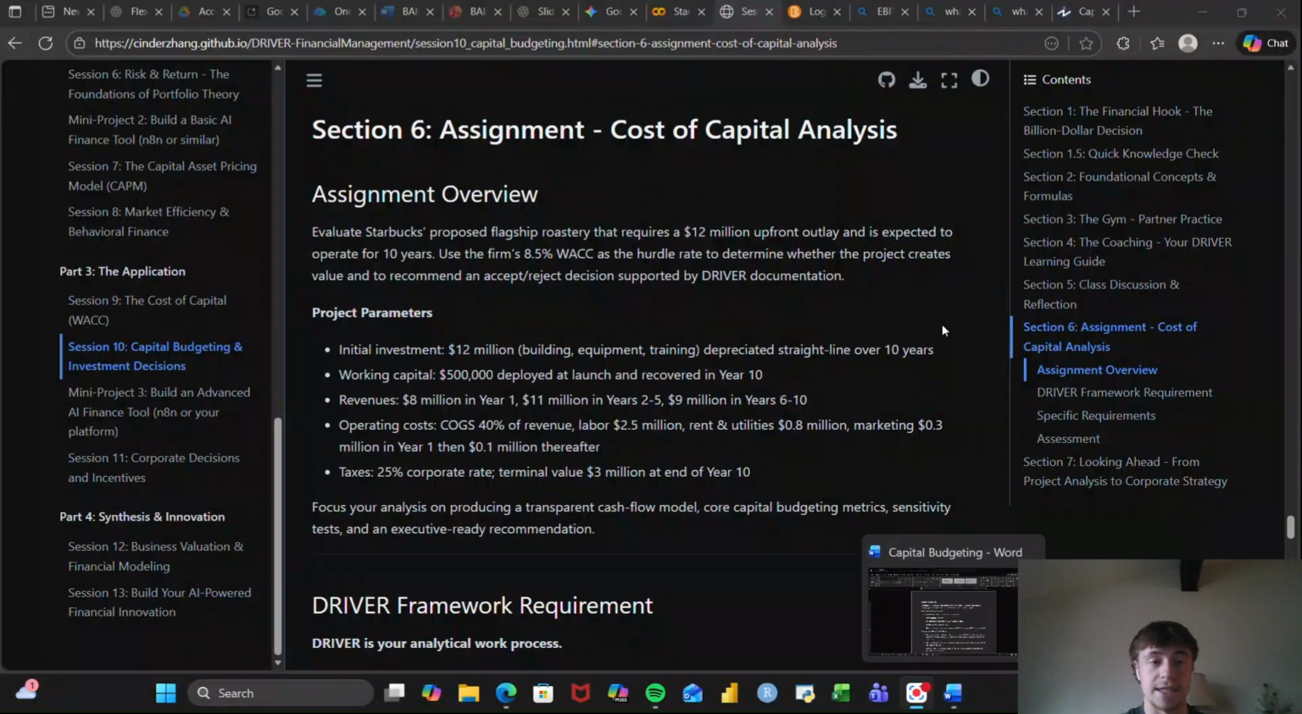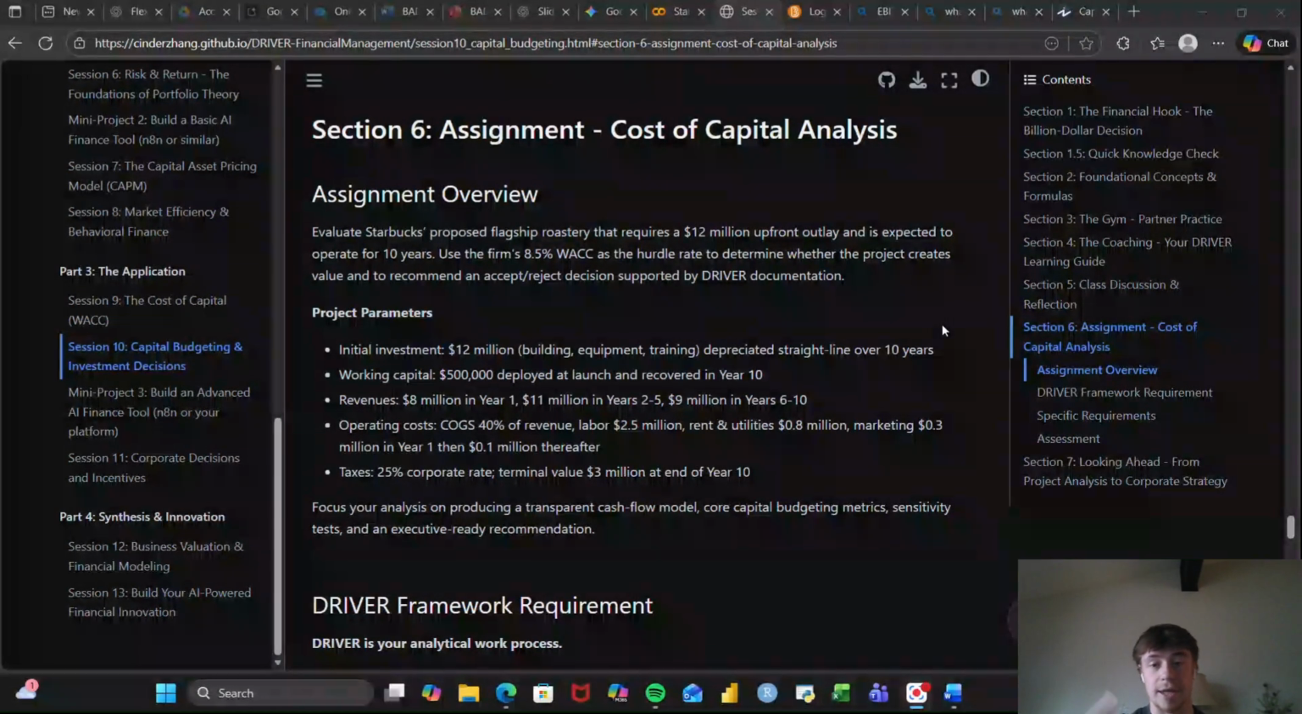So going into the define and discover stage of our driver framework, we'll start by going over what the actual problem is. So we will be evaluating Starbucks. They have a proposed roastery that will basically roast all their coffee beans that they source and then dispense them out to all of their locations in that specific country, which typically in this case would probably be the United States. But this investment requires $12 million up front and is expected to operate for 10 years.